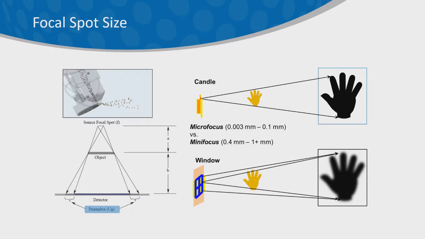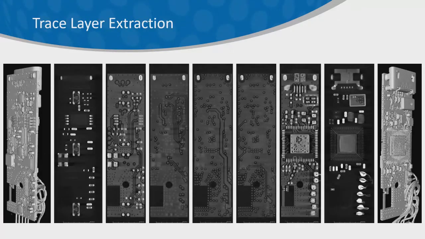So where all this comes together, especially in the circuit board world, is doing trace level extraction. That's probably one of the more common things that we do. We can take a multi-layered circuit board, CT scan it, and then we can actually interrogate the data and non-destructively remove all the layers. So this is probably one of the more important things that we can do. And there's a lot of things you can do with these traces.